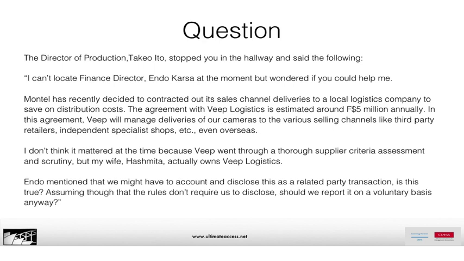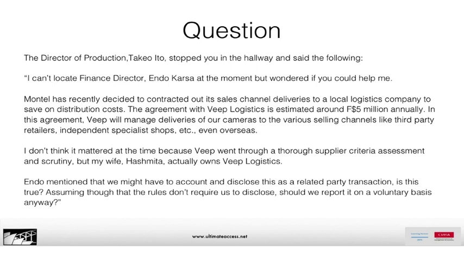Montel has recently decided to contract out its sales channel deliveries to a local logistics company to save on distribution costs. The agreement with Veep Logistics is estimated around $5 million annually. In this agreement, Veep will manage deliveries of our cameras to the various selling channels like third-party retailers, independent specialist shops, etc., even overseas.